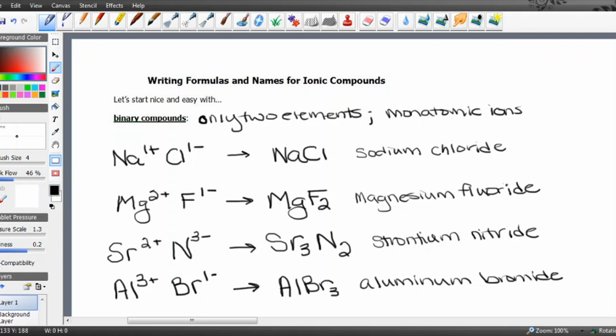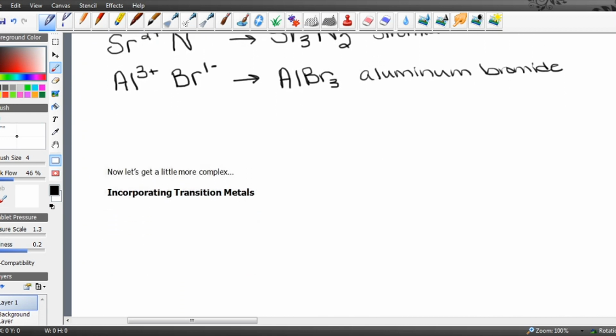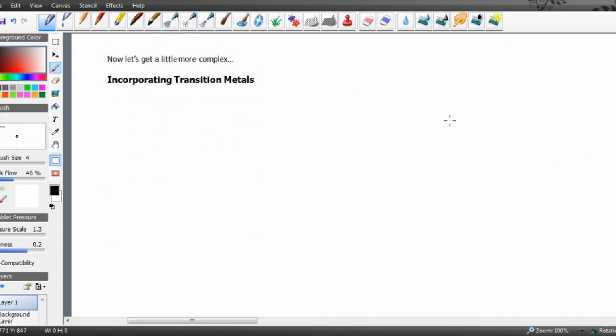Remember how when we were predicting ionic charge, I said that the transition metals will have Roman numerals in their names to indicate their charge. Let's do a couple of example problems utilizing transition metals. Remember, the Roman numeral in the name equals the positive charge on the cation.